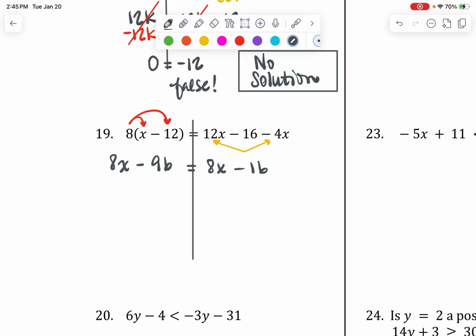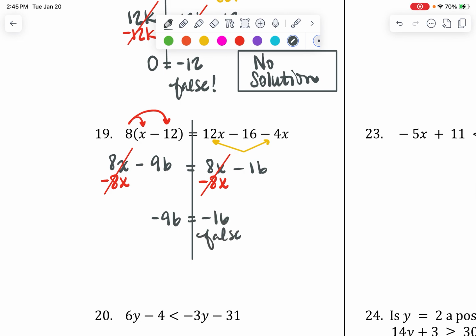And oh my goodness, what do you notice, right? That we have the same issue. I'm subtracting the 8x from both sides. The x's completely disappear on both sides, right? And so that's going to give me negative 96 equals negative 16, which again is false. So this would be another no solution.